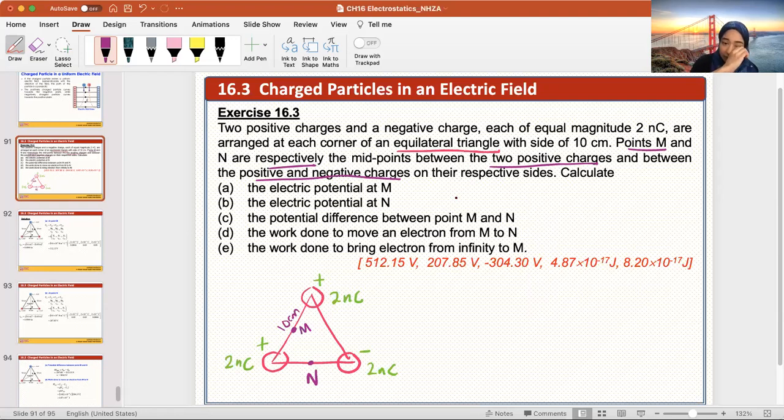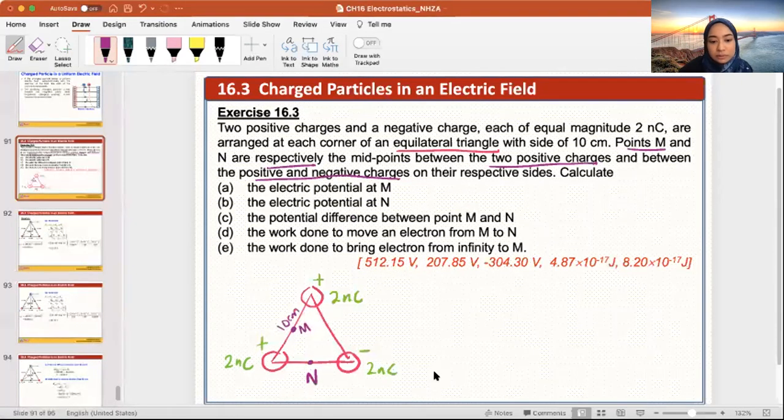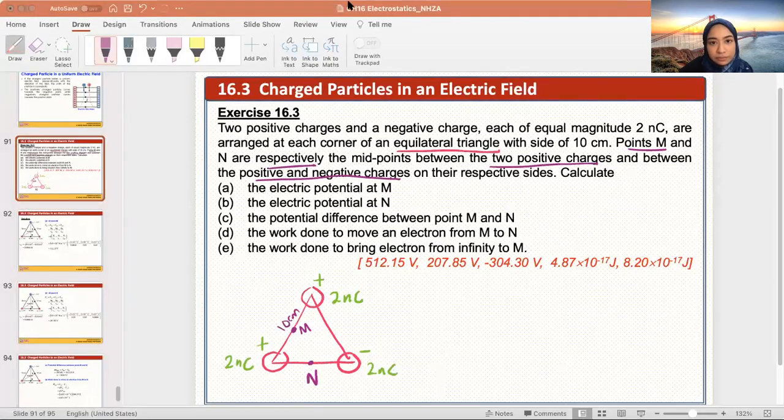Calculate the electric potential at M and the electric potential at N. Okay, I want someone to do this for me. Sorry, I know it's the last few minutes of class, but this is very important. Can I get Shakira to do A? The electric potential at M. What is electric potential? It's V. If you remember the V equation, Shakira will be doing that.